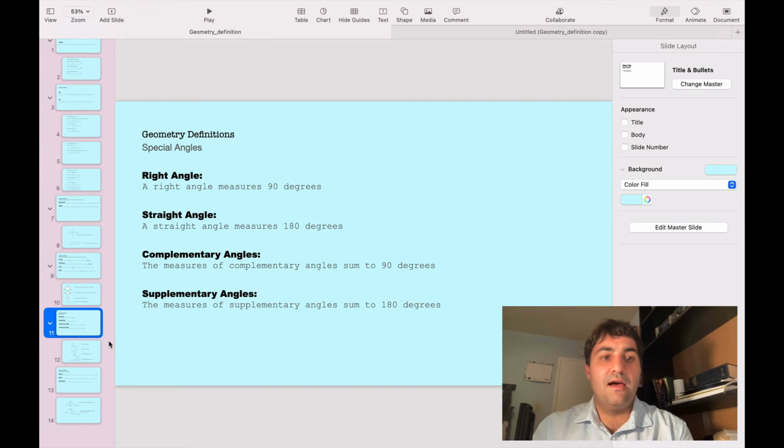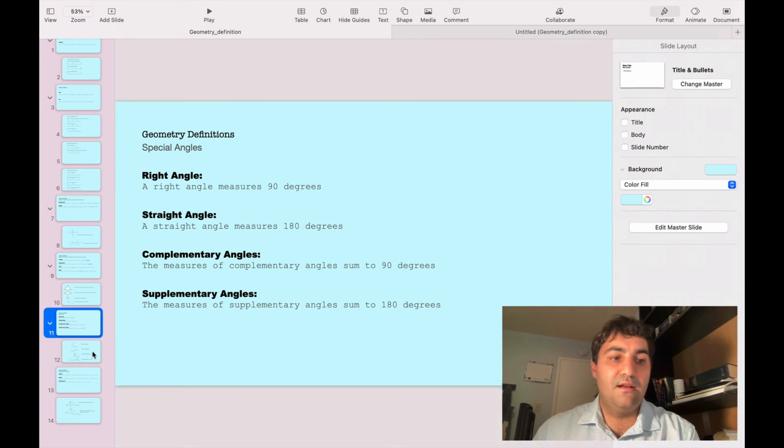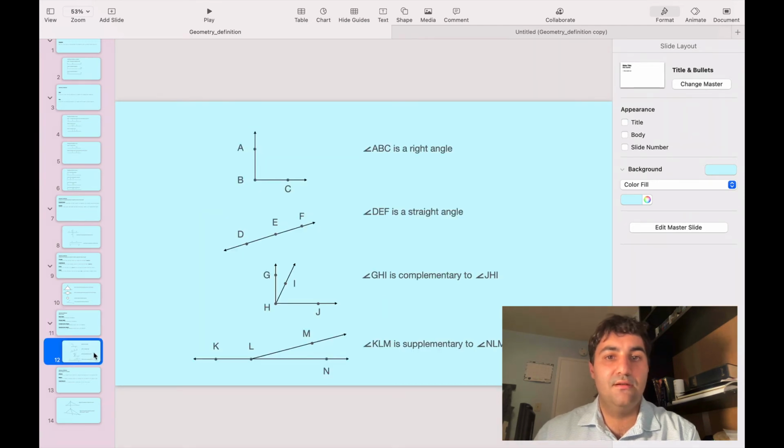These come up a lot: complementary and supplementary angles. Complementary angles, if you measure both of the angles and add the measures together, you get 90 degrees. Supplementary angles, same idea. If you add the measures of both the angles together, you get 180 degrees. So let's take a look at some examples.